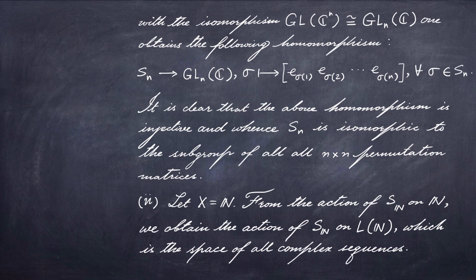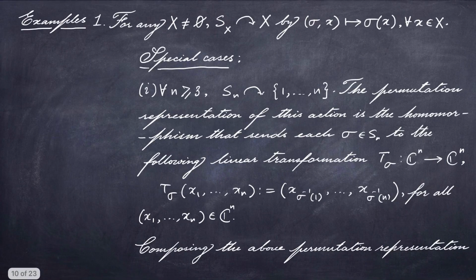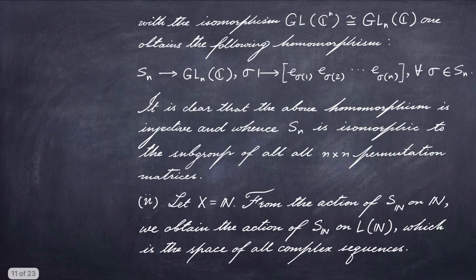The next special case is the following, which is basically from analysis. Here we consider X to be the set of all natural numbers. Of course, Sn, the symmetry group of n, acts on n, so from that action we get an action of Sn on Ln. What is Ln? It is the set of all functions from n to C. In our usual terms, Ln is nothing but a function from n to C. What do we call it? We call it a complex sequence, right?